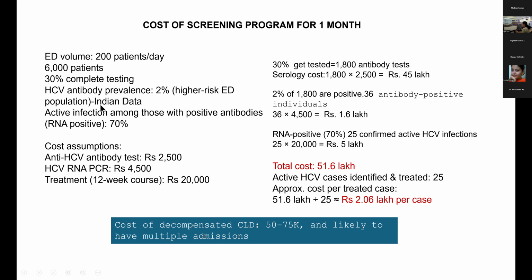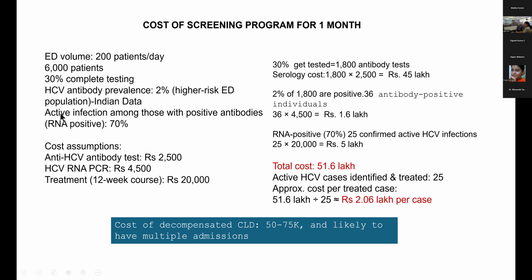They had assumed 1% prevalence. From whatever I could find in literature, Indian prevalence is also around 0.5 to 1%. But assuming that in the ED you have higher risk patients, I've given a liberal 2% prevalence. And this is from WHO data. As we know, around 20 to 30% can have complete resolution. It's around 70 to 80% that then go on to have chronic disease. So you may be antibody positive, but RNA negative.